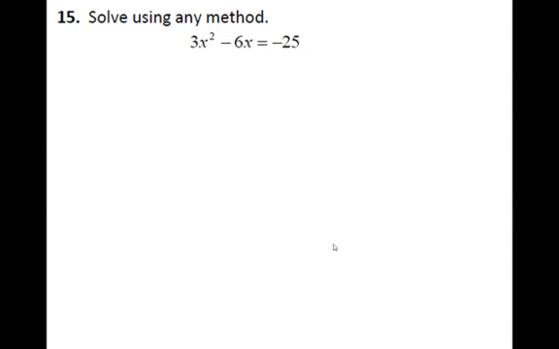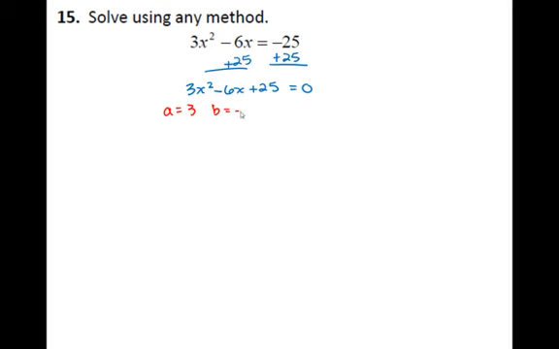Okay, problem 15. Solve using any method. We can graph, we can factor, we can complete the square, we can use square roots, or we can use the quadratic formula. Since I'm noticing that A is 3, I'm going to go with the quadratic formula. But I need to get this in standard form, so I need to move the 25 over to the other side. So 3x squared minus 6x plus 25 equals 0. Now it's in standard form.